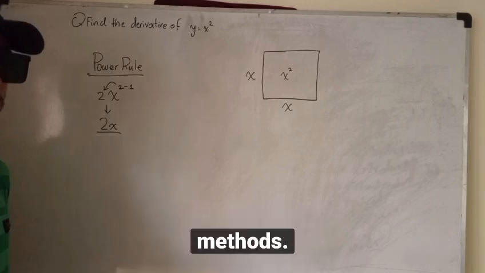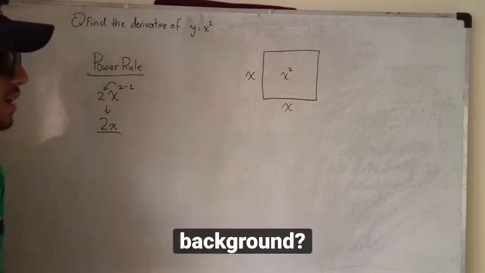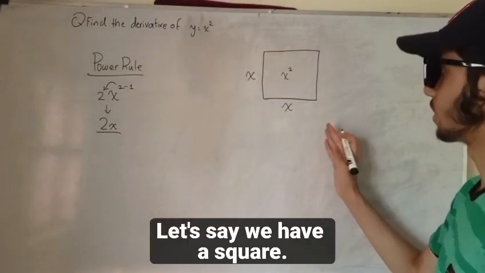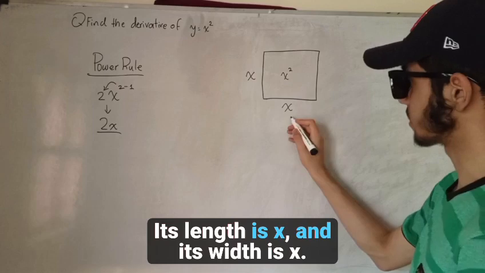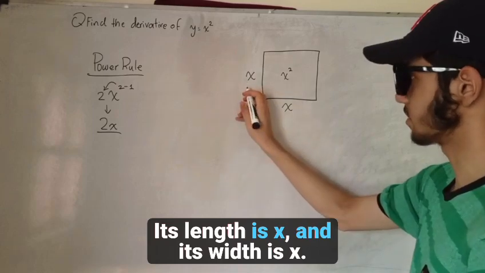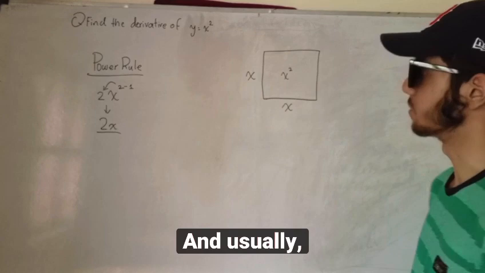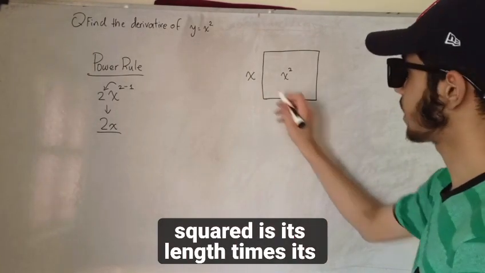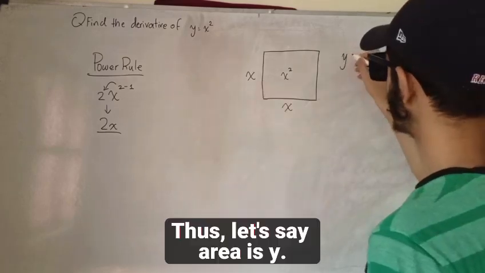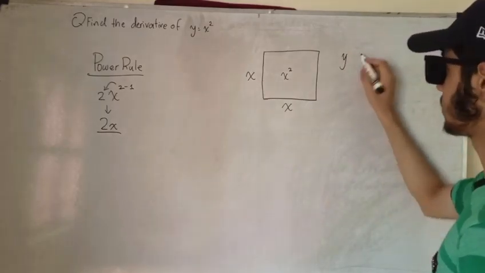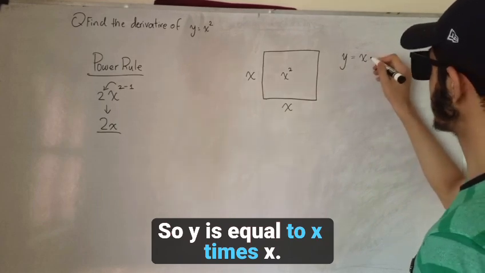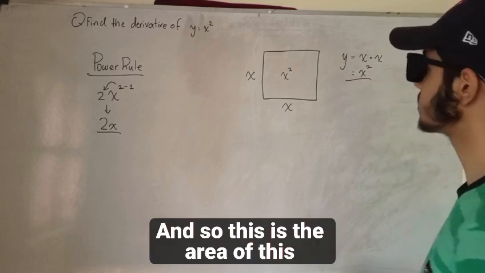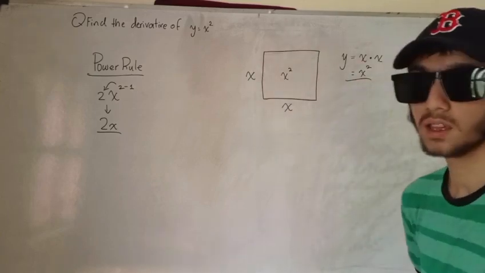However, these are conventional methods. What is actually happening in the background? Let's see. Let's say we have a square. Its length is x and its width is x. And usually, the area of a rectangle or a square is its length times its width. Thus, let's say area is y. So y is equal to x times x, which is x squared. And so this is the area of this square.